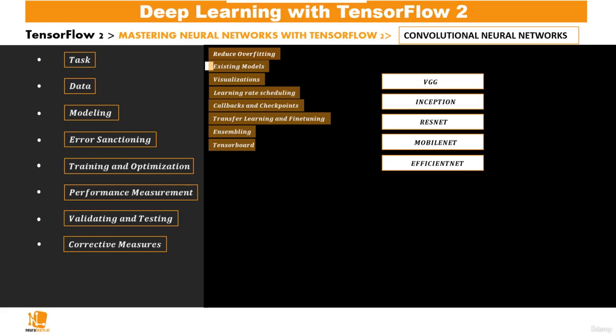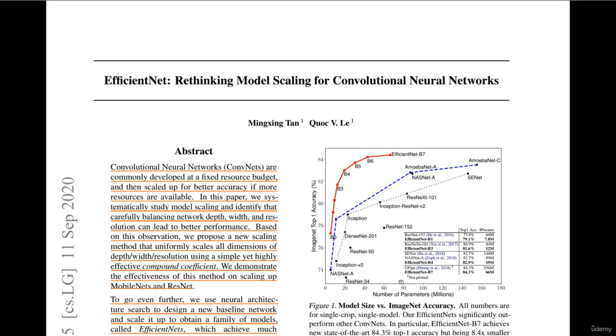The next ConvNet-based model we shall be discussing is the EfficientNet. This paper, entitled Rethinking Model Scaling for Convolutional Neural Networks, was developed by Tan et al. of Google. Now, convolutional neural networks are commonly developed at a fixed resource budget and then scaled up for better accuracy if more resources are available.